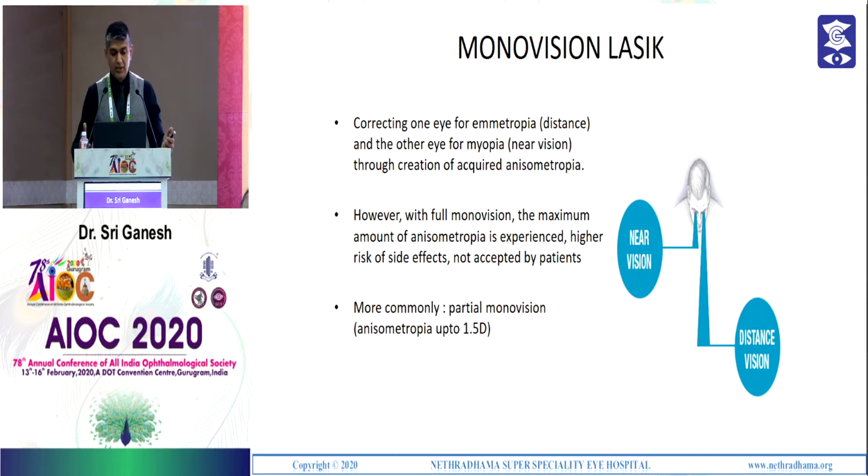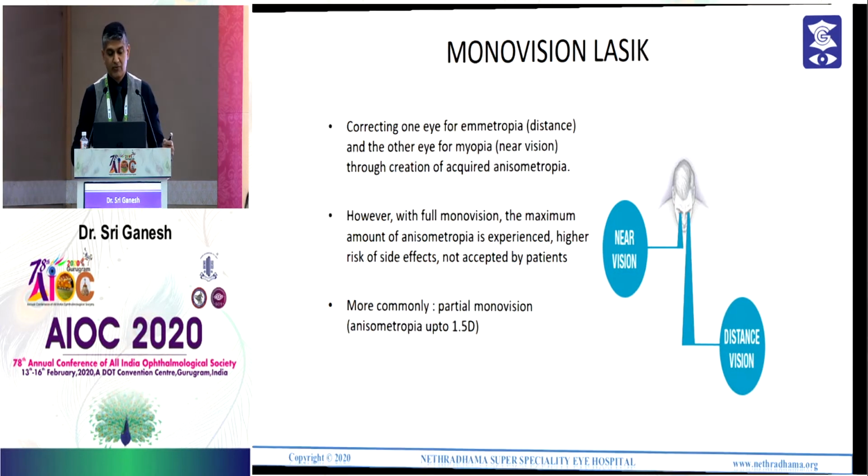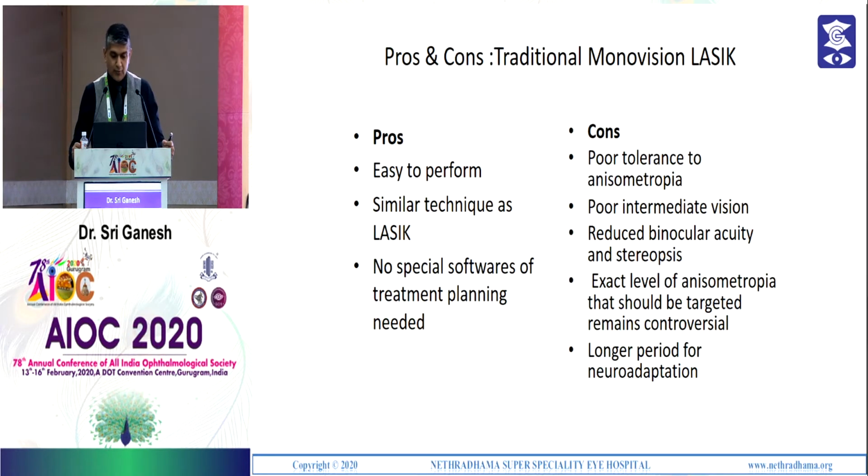So more commonly a partial monovision is done, where the non-dominant eye is corrected up till 1.5 diopters, but that is again not adequate for reading. So the pros of the traditional monovision: easy to perform, similar technique as LASIK, no special software required.